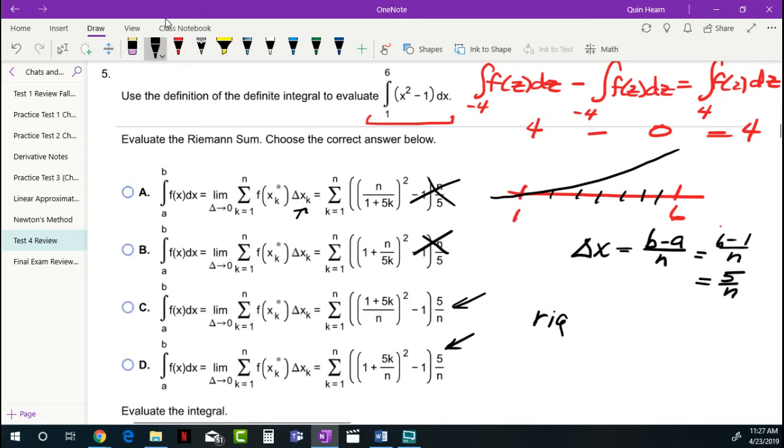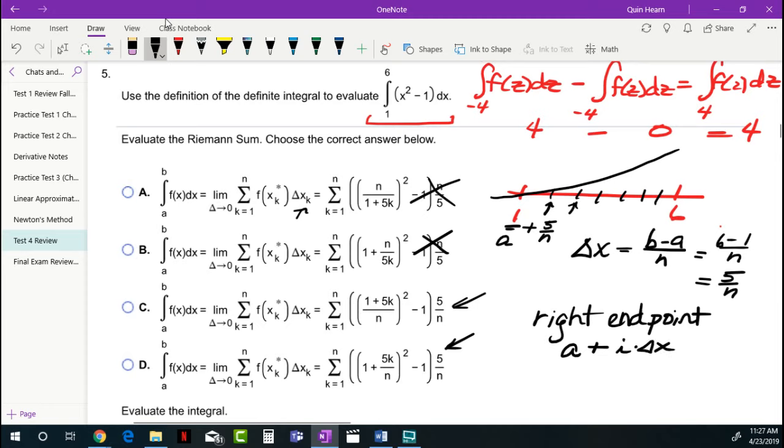So we most of the time will use b minus a over n, the size of the interval divided into n rectangles. In this case, that would be 6 minus 1 over n, or 5 over n. So you can see that 5 over n pops up in C and D. So we can already eliminate these 2 options here. All right, and then beyond that, what I like to do is usually to use the right endpoint.